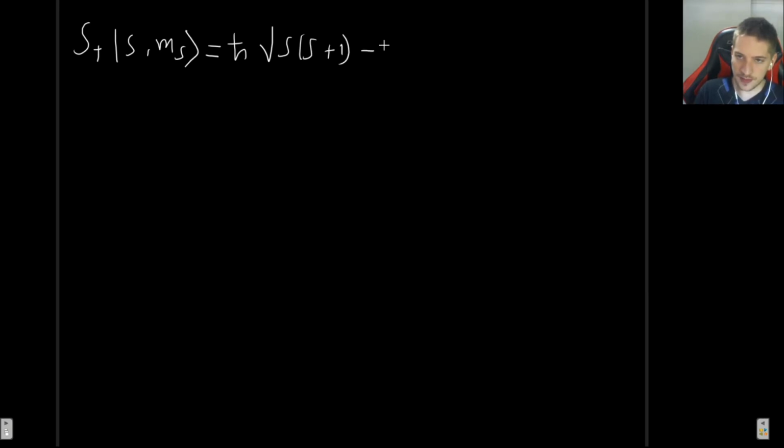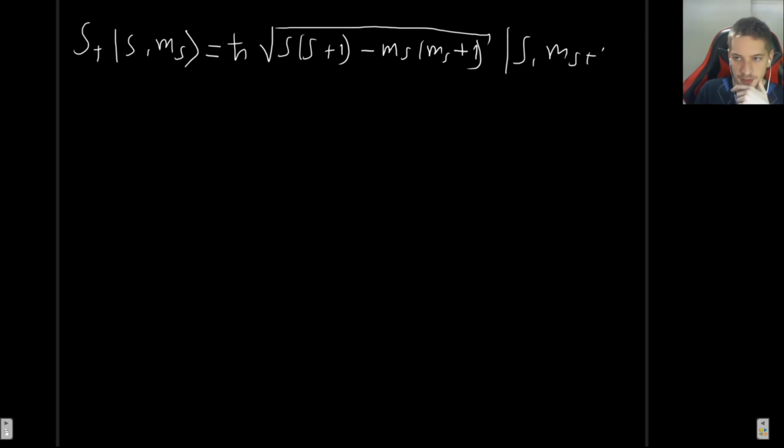So let's do that. So S plus. Now remember, S plus, when it is acting on some state S, m_s, this will give us h bar times the square root of S plus 1 minus m_s times S plus m_s plus 1. Okay, so we have this now, and by the way, this is acting on S comma m_s plus 1.